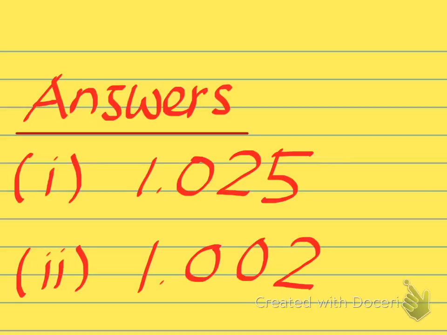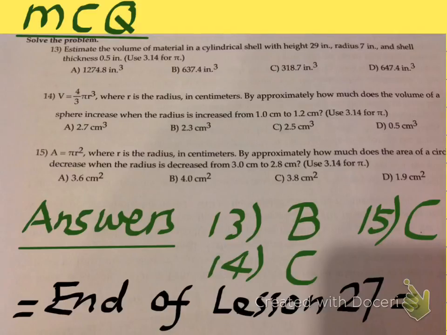And finally, the lesson 27 will be ended with a series of 3 MCQs. The MCQs given are considered more challenging. So hope you enjoy it, so try. And then the answers given are B for question 13, C for question 14, and C for question 15 as well.